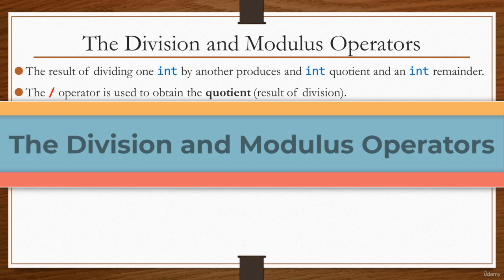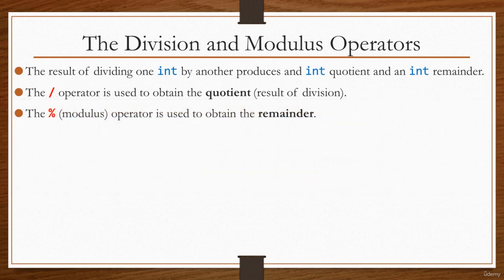Next, I'd like to introduce modulus. Of course, the result of dividing one int by another produces an integer quotient and also an integer remainder. The forward slash operator, or the division operator, is used to obtain the quotient, so the result of division, and then the percentage operator, called the modulus operator, is used to obtain the remainder.